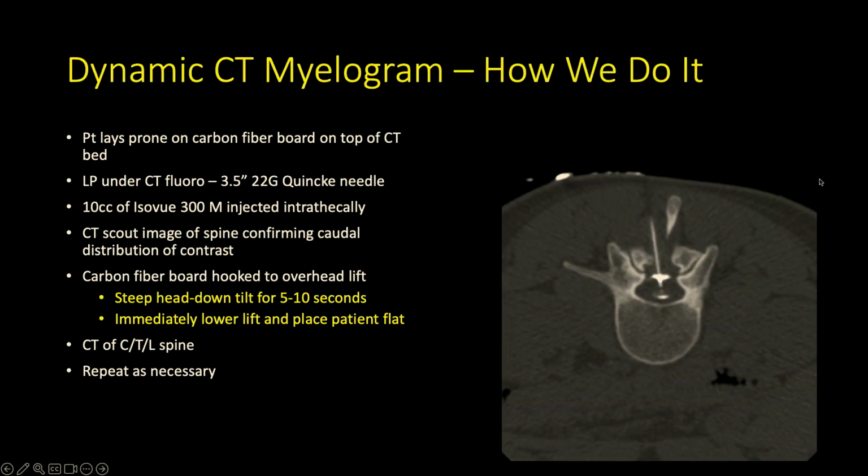So how do we do a dynamic CT myelogram? Well, at our shop, we have the patient lying on our procedural CT scanner on a carbon fiber board. We then use CT fluoro to place a 22 gauge, 3.5-inch Quincke needle into the thecal sac, and we inject about 10 cc's of Isovue 300M contrast. We then will have a lift from the ceiling to the foot of the carbon fiber board to tilt the patient head down on the CT for about 10 seconds and then lower them down and send them through the scanner. And we'll scan through the entire spine and repeat as necessary till we've found the leak.